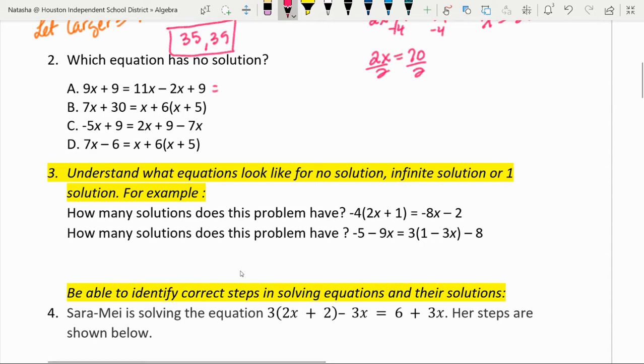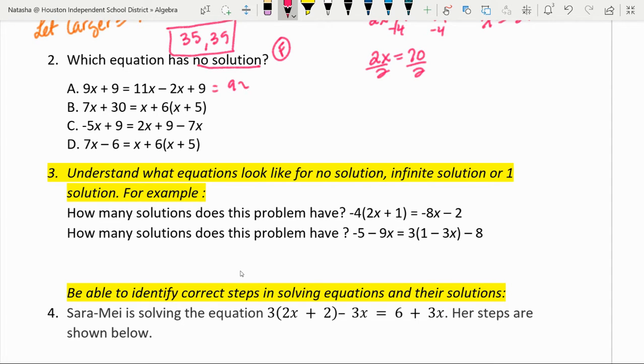We're all human. Okay, so I want to find which equation has no solution. No solution means not true. Our answer is going to be false. So I want to go through and look at each one of these and think about whether or not it's going to be true or false.